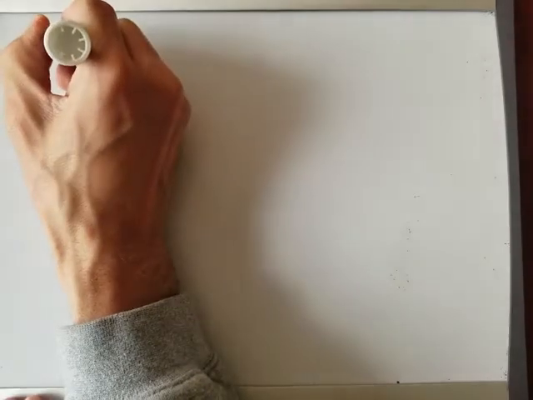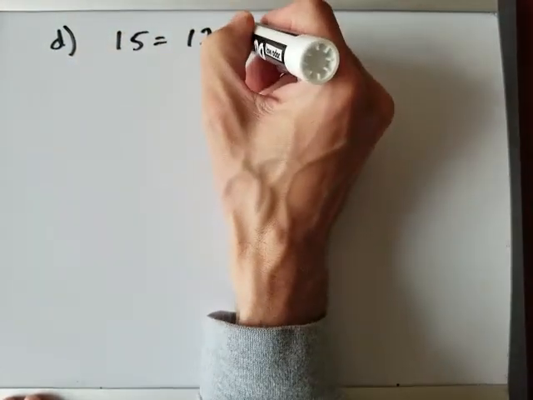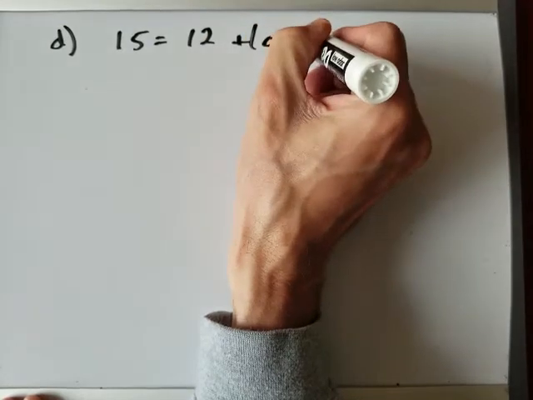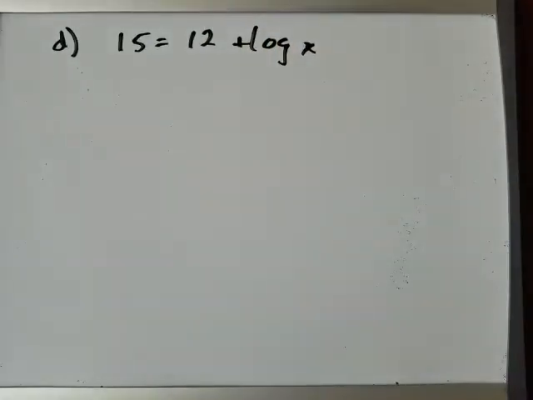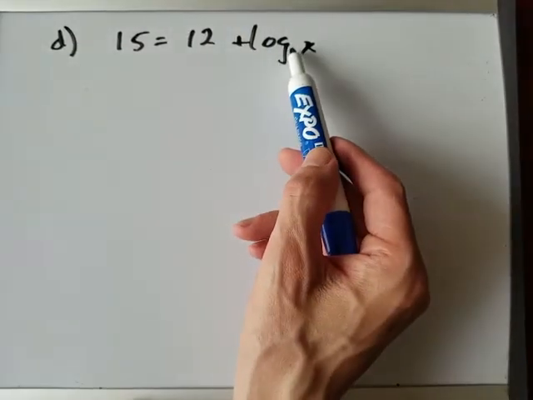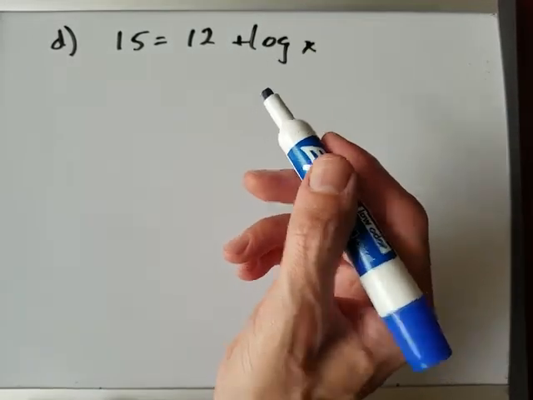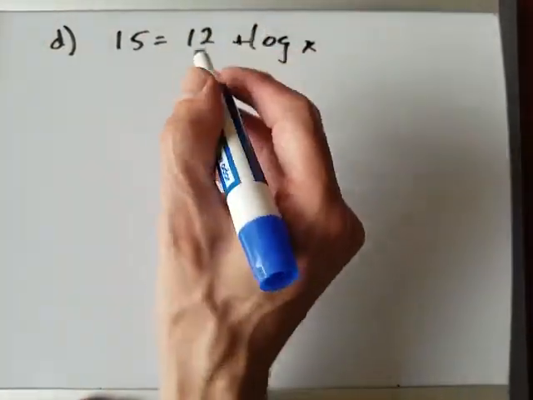In letter D, we have 15 equals 12 plus just a log x. So this guy starts off where it's not an equality again. There's no log on this side. And I just want to remind you guys, if you don't see a base, it's assumed to be a 10. Now you have to do something even before you do a loop around. That 12 is in the way.